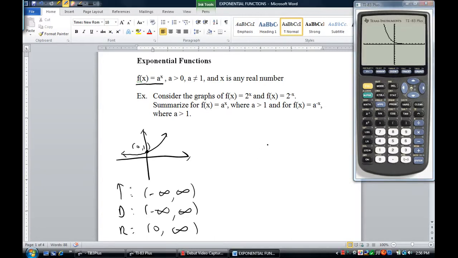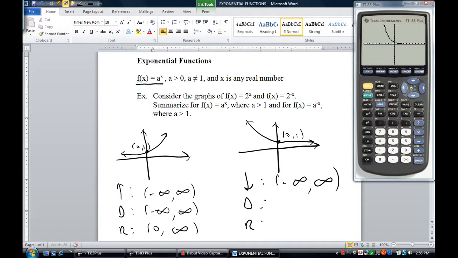Now let's consider 2 to the negative x power. It's going to look very similar, except that it's going the other direction. It's going down. We still have that point (0, 1). This time it's decreasing from left to right. The domain and the range are staying the same. Zero is still not included. We'll never get to 0.